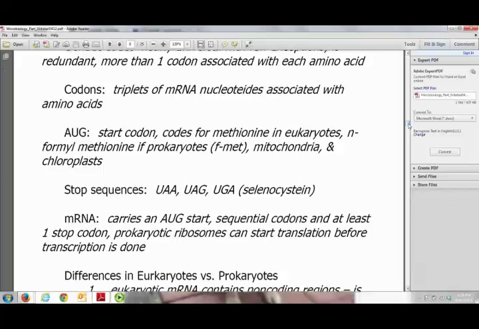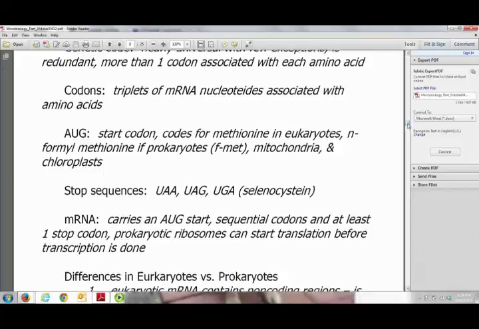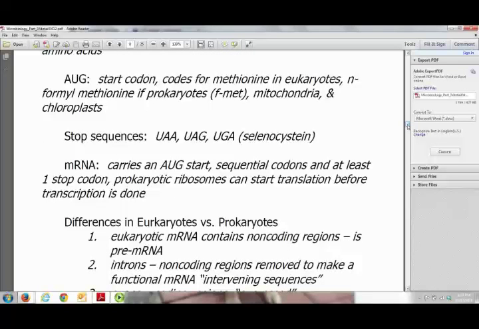In many cases, that methionine will actually be removed in the end when you process the protein, so not every single protein in a cell is going to actually start with methionine. It can be modified in the end, but that's where we start reading the sequence. Then we have some stop sequences that are UAA, UAG, and UGA. These actually do not code for an amino acid at all, and that's how it knows to stop reading.